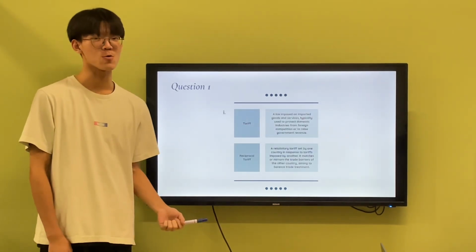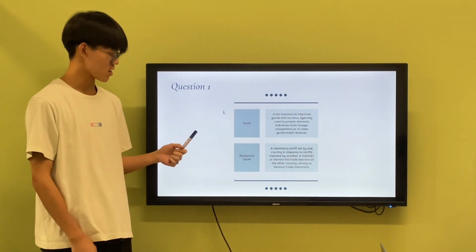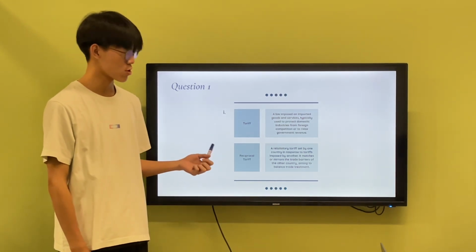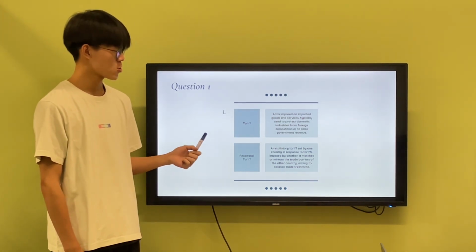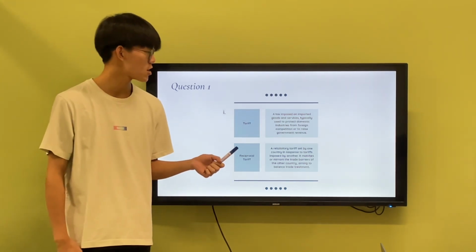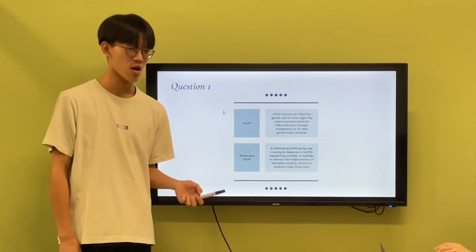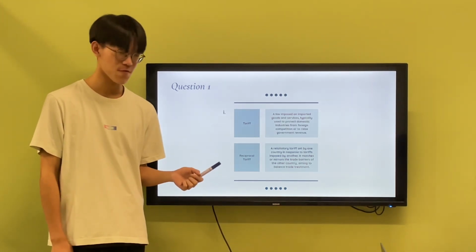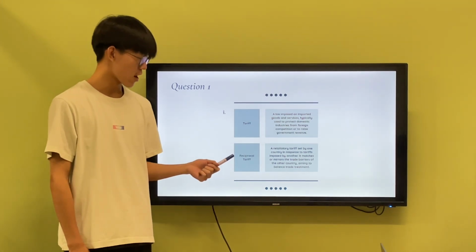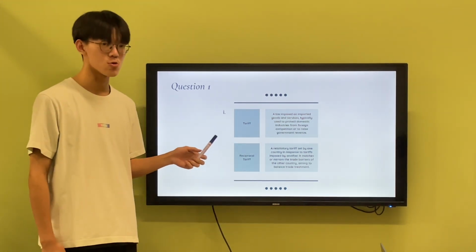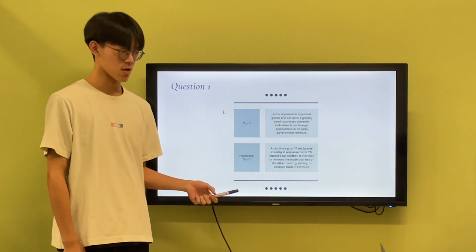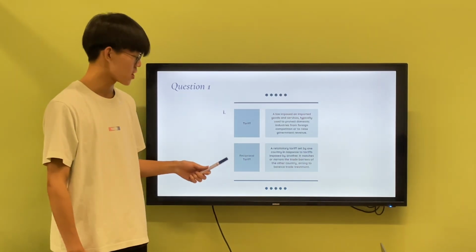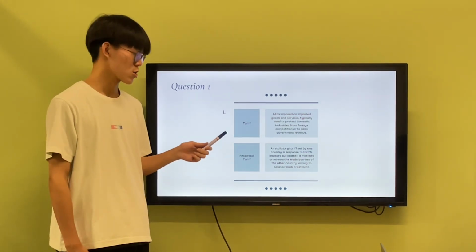The first part of question 1 is about what a tariff is and what a reciprocal tariff is. A tariff is a tax imposed on imported goods and services, typically used to protect domestic industries from foreign competition or to raise government revenue. A reciprocal tariff is a retaliatory tariff set by one country in response to tariffs imposed by another. It matches or mirrors the trade barriers of the other country, aiming to balance trade treatment.